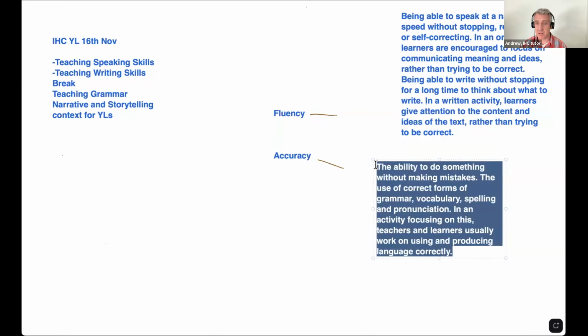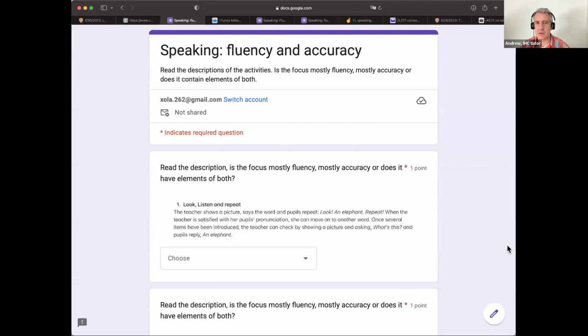And we're going to read some activities for developing fluency and accuracy in speaking with younger learners, okay? But you've got to determine, well, is the focus in the activity mostly fluency, mostly accuracy, or does it contain elements of both? Okay.